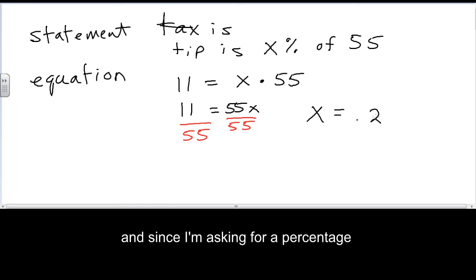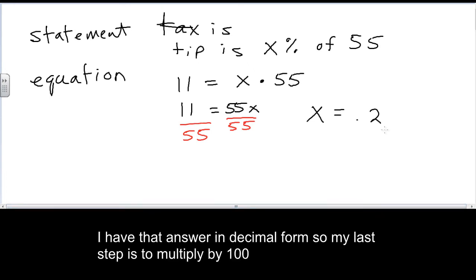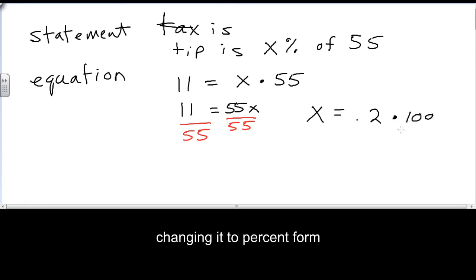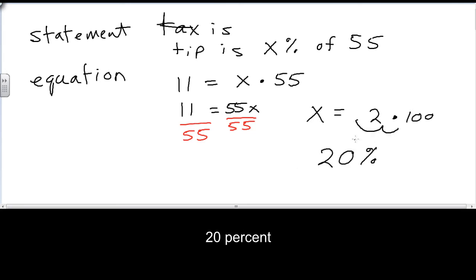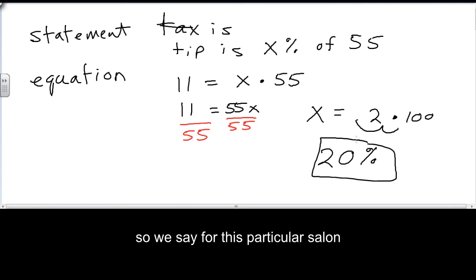And since I'm asking for a percentage, I have that answer in decimal form, so my last step is to multiply by 100, changing it to percent form. The effect of which is I take my decimal point, move it 2 spaces to the right, and I'm left with 20%. So we say this particular salon, an $11 tip on a $55 style is 20%.